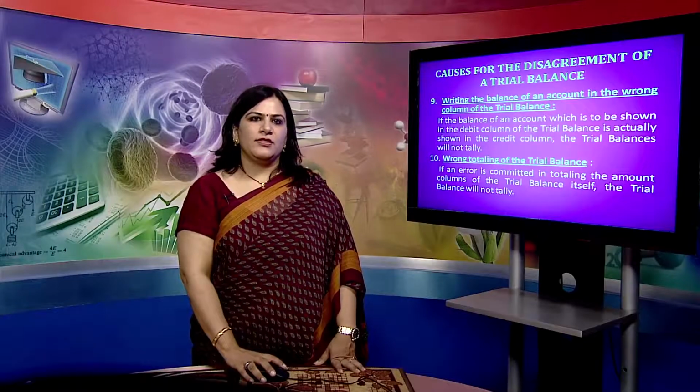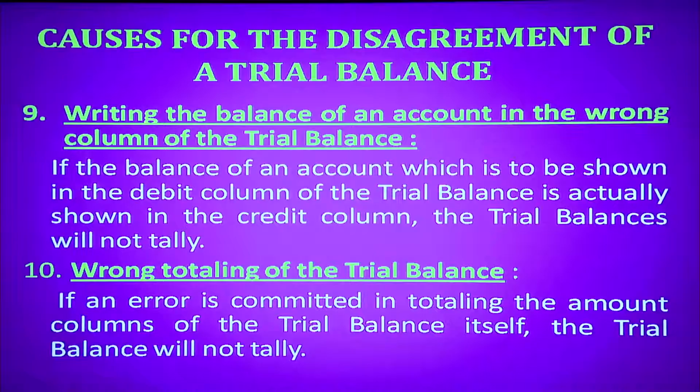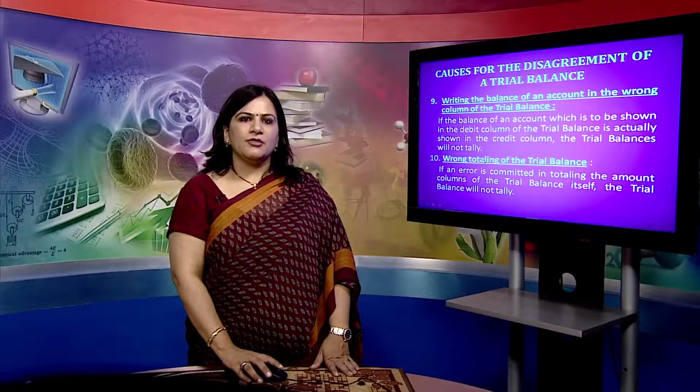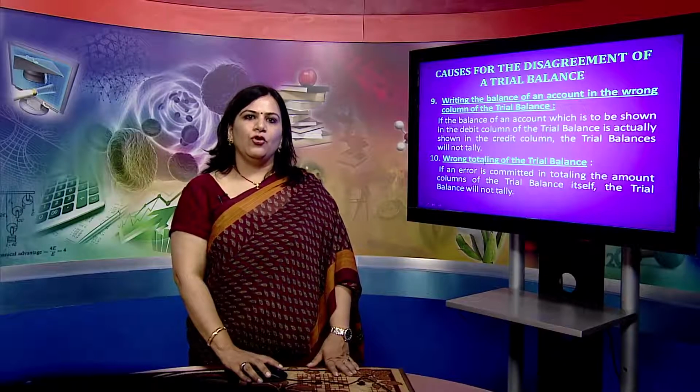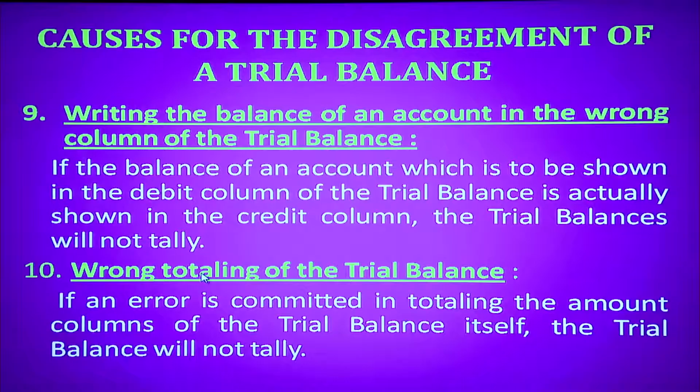The next cause of disagreement is writing the balance of an account in the wrong column of the trial balance. If the balance of an account which is to be shown in the debit column of the trial balance is actually shown in the credit column, this will again result in the trial balance not tallying. And the last cause may be wrong totaling of the trial balance.